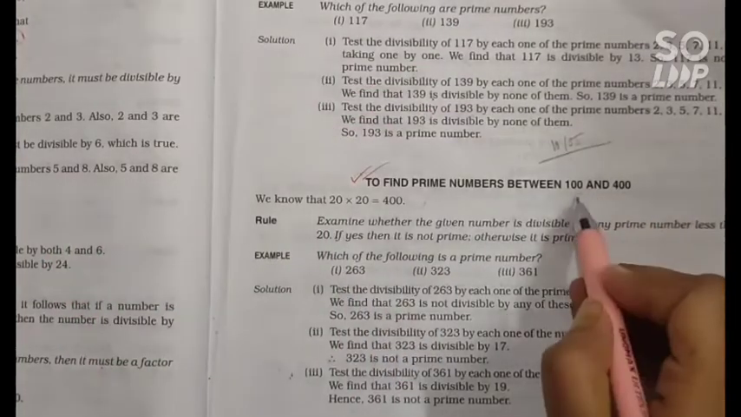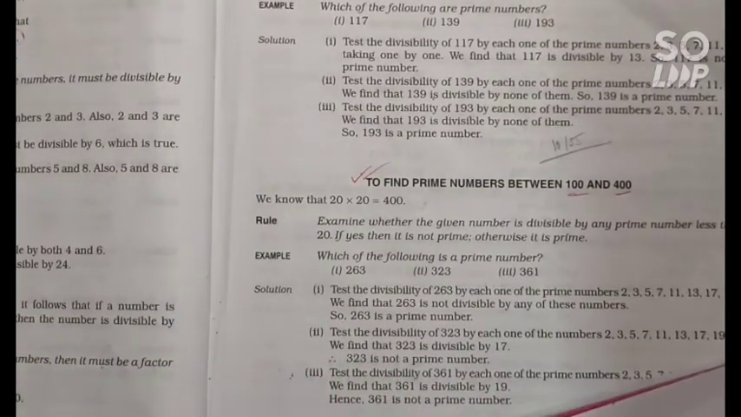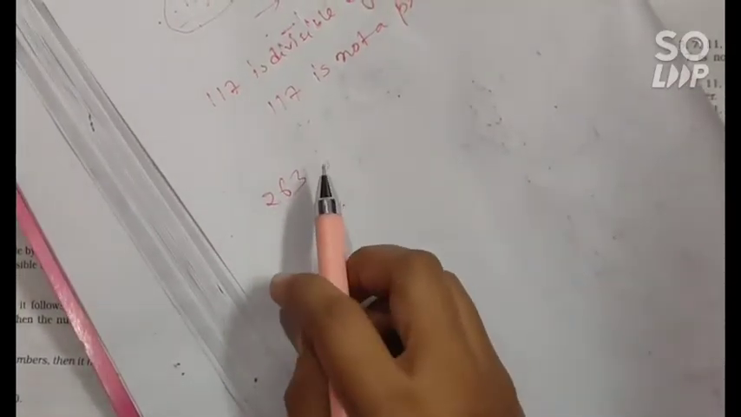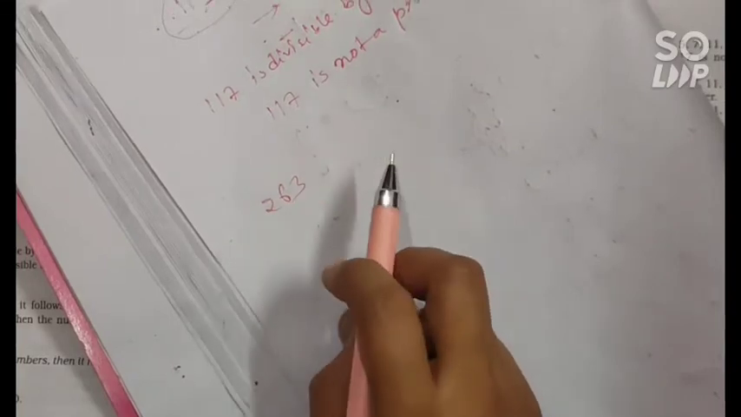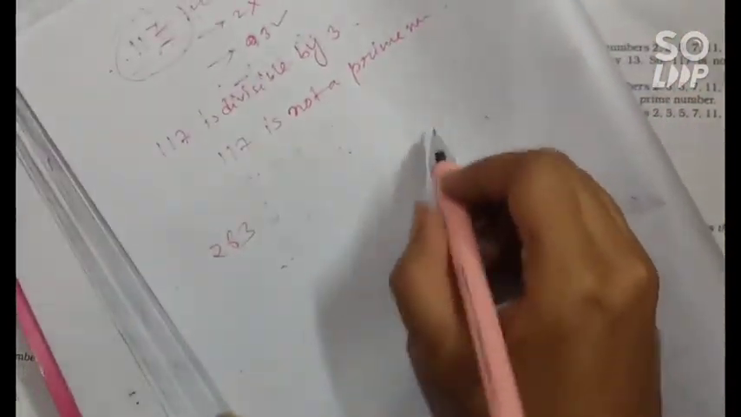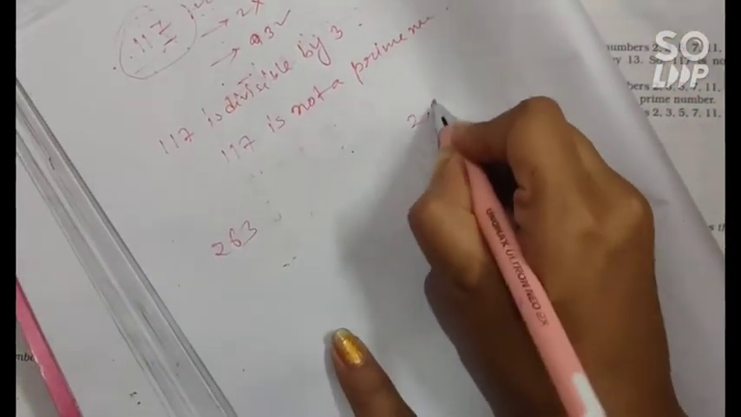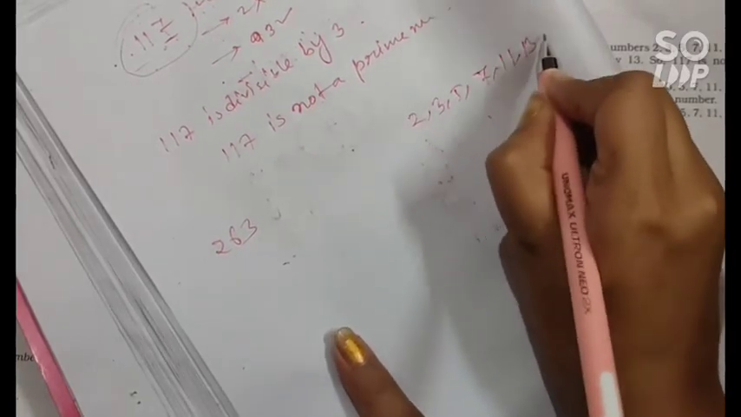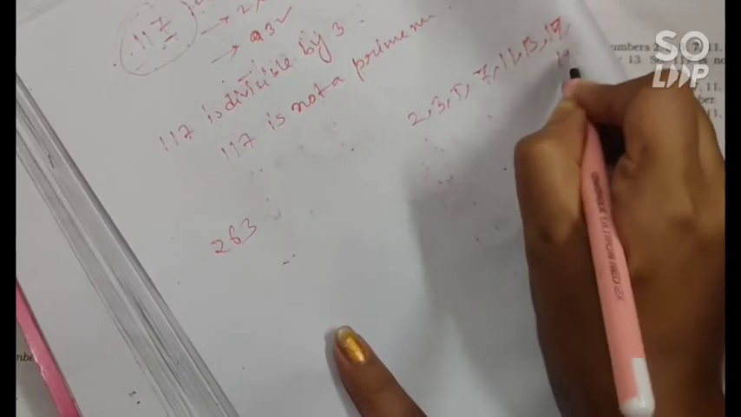Now between 100 and 400, suppose I tell you a number, 263. This number is greater than 200. So you have to check whether this number is divisible by the prime numbers less than 20. So what are the prime numbers less than 20? 2, 3, 5, 7, 11, 13, 17 and 19.